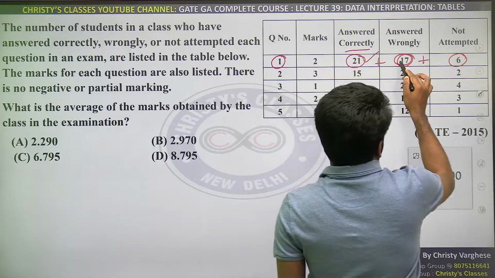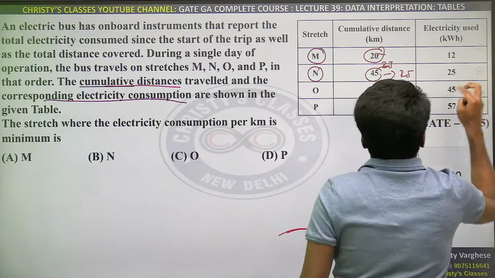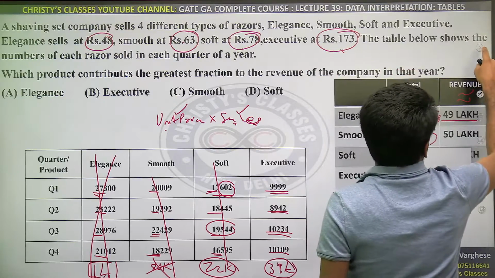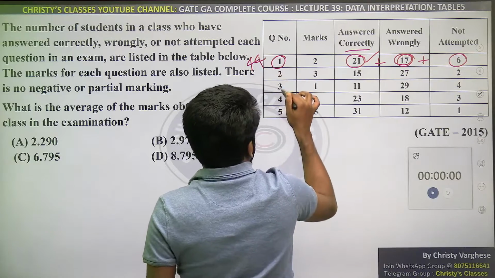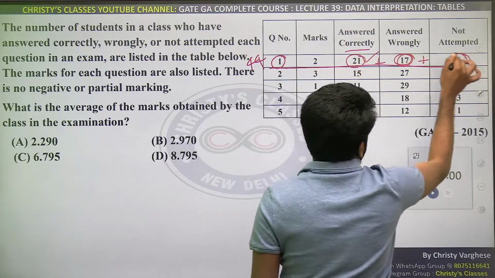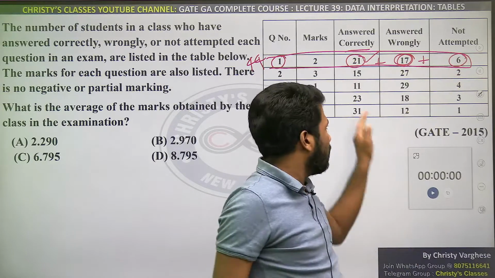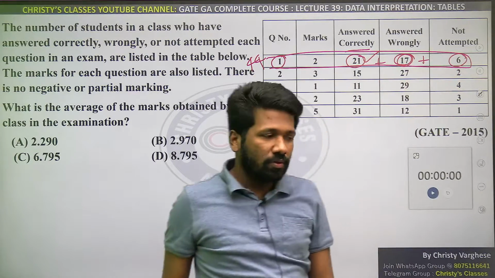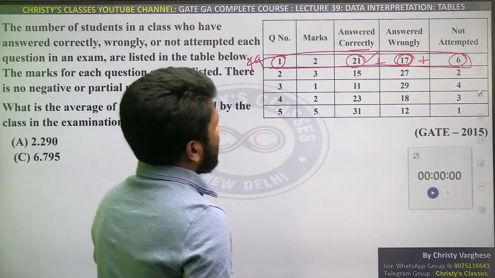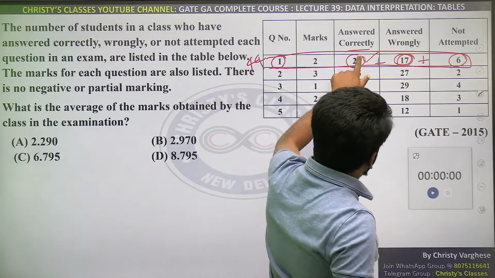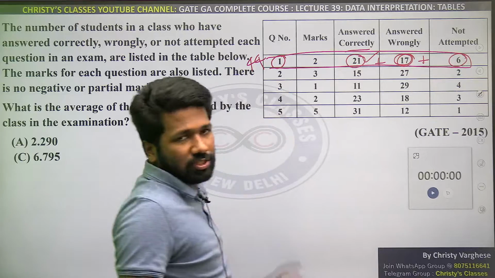So 21 plus 17 is 38, plus 6, total 44. Sorry, 44 students are there, not questions. You can get that from the first question data itself. Add the second question as well and check, you will get 44. All these are going to be 44. But the first question alone is enough to say there are 44 students in total. Among 44 students, 21 attempted correctly, 17 wrongly, and 6 did not attempt the first question.